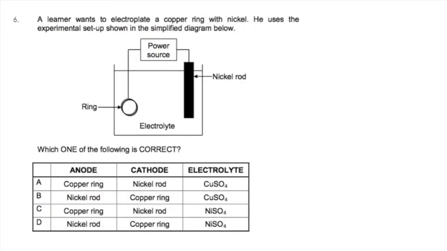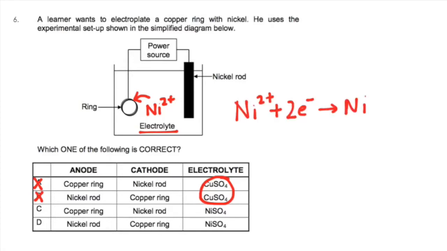Here we have a setup for electroplating a copper ring with nickel. To electroplate something with nickel, we need an electrolyte containing nickel ions that will then be reduced and form the nickel plating on the ring. And so our electrolyte must have nickel in it, and if you look at A and B, those options both have copper sulfate as electrolytes, so they can't be the correct answer.